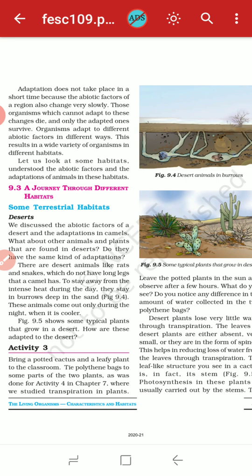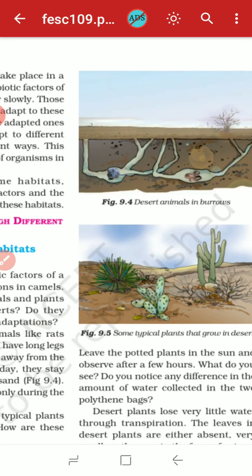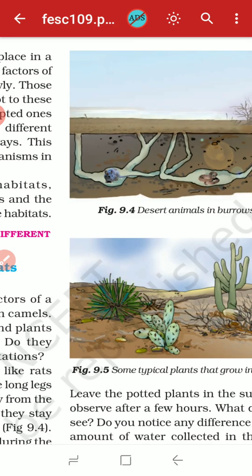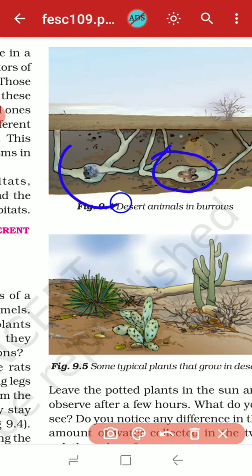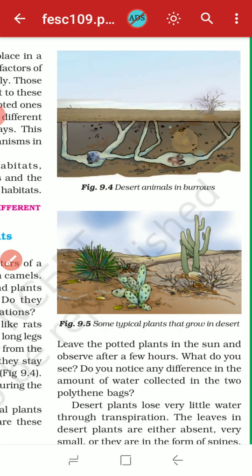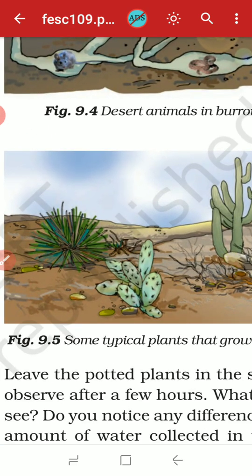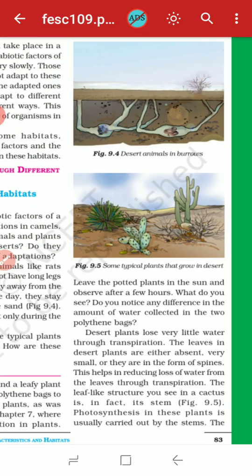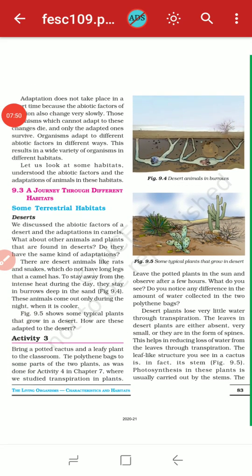Here you can see the desert animals in burrows. They live like this, the rattlesnake and kangaroo rats, in burrows. See the special kinds of plants in the desert, like cactus. They are green in color and have thorns. In different regions you will see different kinds of plants and animals.